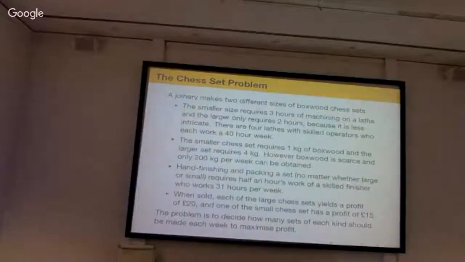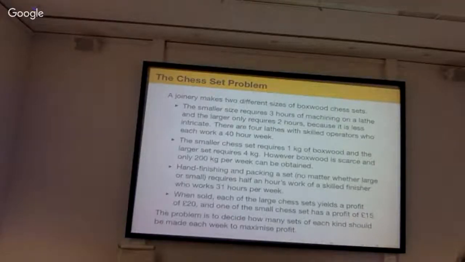One resource is a lathe. I forgot to bring a picture of a lathe, but it's a machine that makes wood spin and then carves a piece out in the shape that you want. Except it's decremental, so you can only remove stuff.